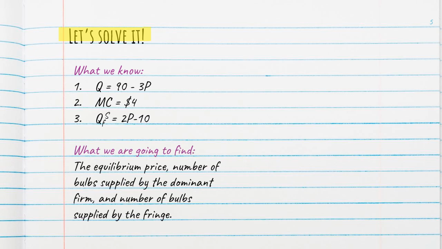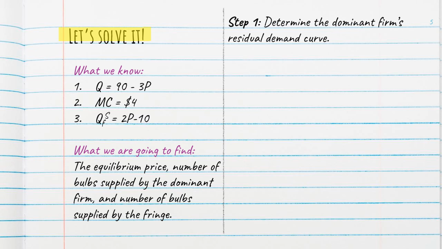So let's solve this question. Here's what we know. We have a demand curve, a marginal cost curve, as well as the quantity supplied by the fringe. We are trying to find the equilibrium price, the number of bulbs supplied by the dominant firm, and the number of bulbs supplied by the fringe. The first thing we need to do is find the dominant firm's residual demand curve. And it turns out that the residual demand is just equal to the total demand minus the supply of the fringe.